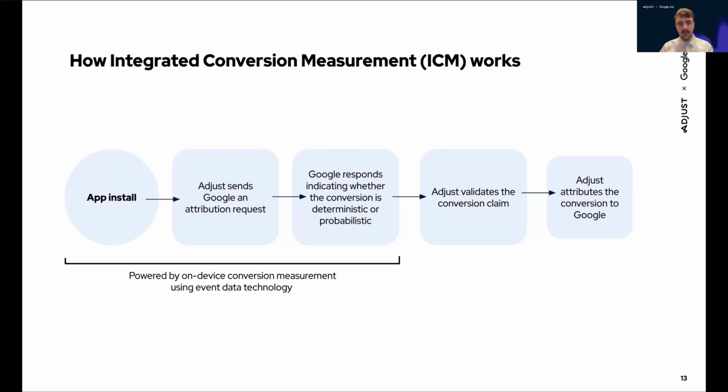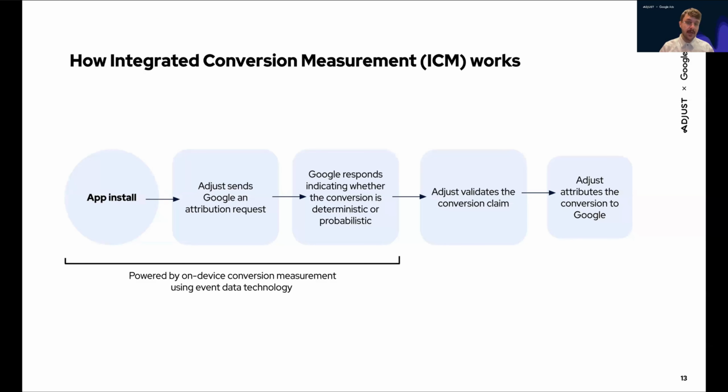First and foremost, starting from the install, a user installs an app that has implemented the on-device conversion measurement using event data technology. The second step is that Adjust sends Google an attribution request for the app install conversion. The third step is that Google will respond, indicating whether the conversion belongs to Google and whether the conversion is deterministic or probabilistic. And then we add several device parameters to the conversion, such as timestamp or campaign ID.